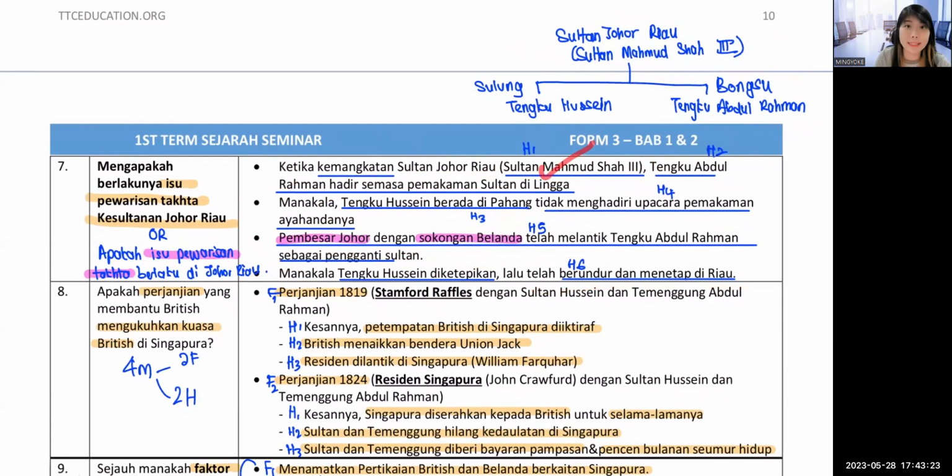So how many marks do you have, you know? 1 mark, the father. 2 marks, the youngest son. 3 marks, the eldest son in Pahang. 4 marks, the eldest son never attended. 5 marks, these two groups of people supported the youngest son to become the king. And 6 marks, the older son went off. So depending on how many marks they give you, whether it's mengapakah isu pewarisan takhta or apakah isu pewarisan takhta, it is also the same. This is your answer.